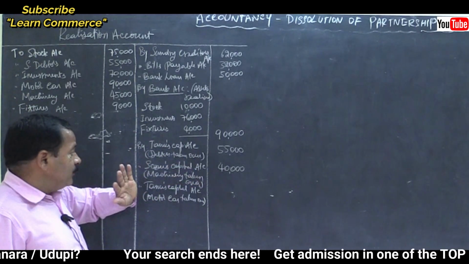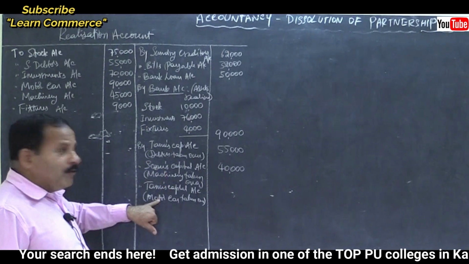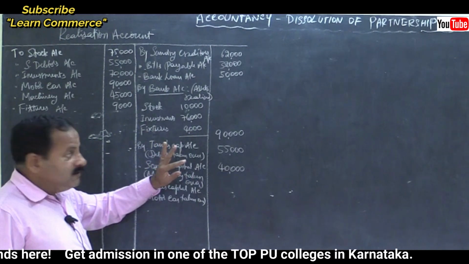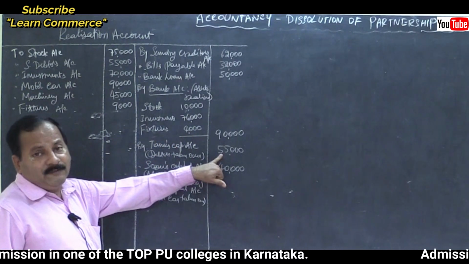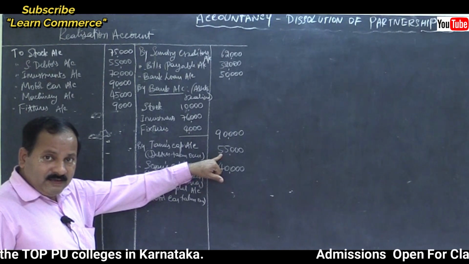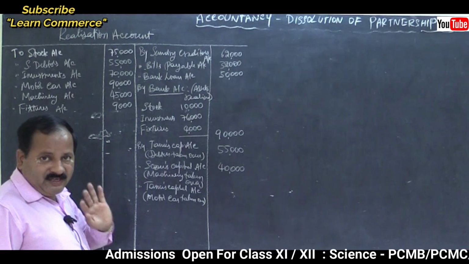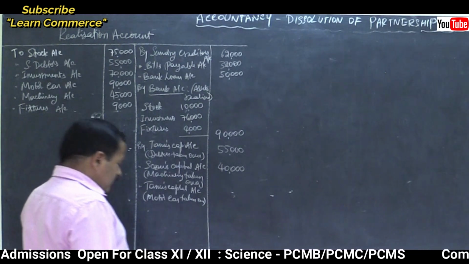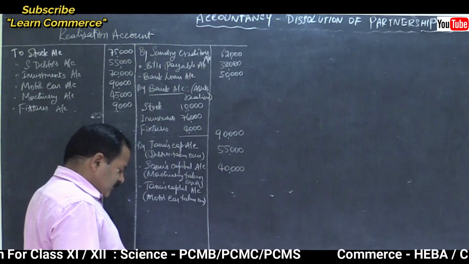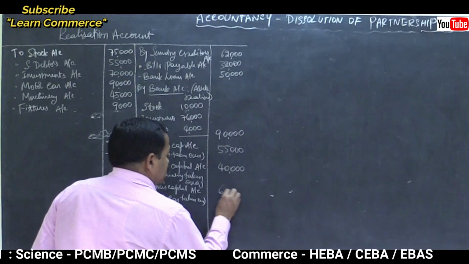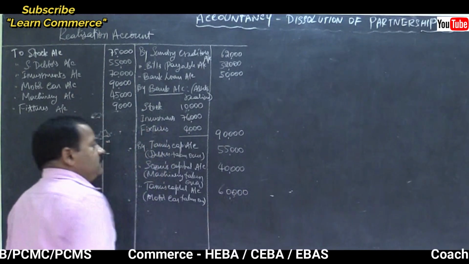Don't write debtors taken over. Or debtors and motor car taken over. So you can write like that. Add both the figures and write a single figure. Clear? Otherwise, pass two separate entries for both the assets taken over. Clear? Yes. How much is this? 60,000. Yes.